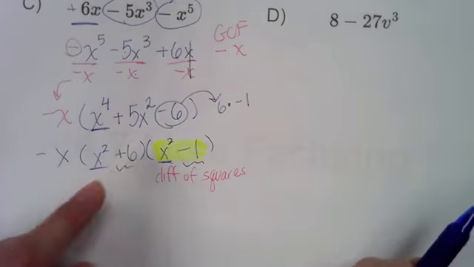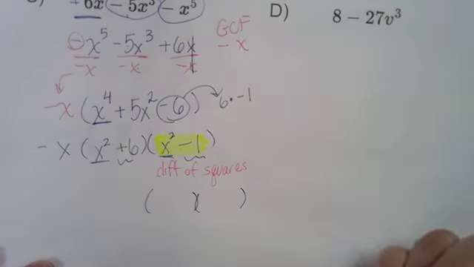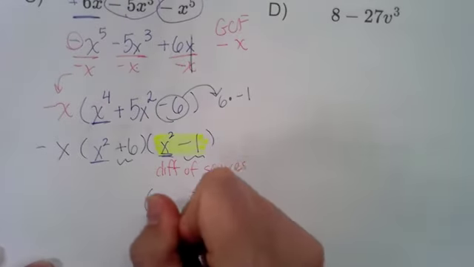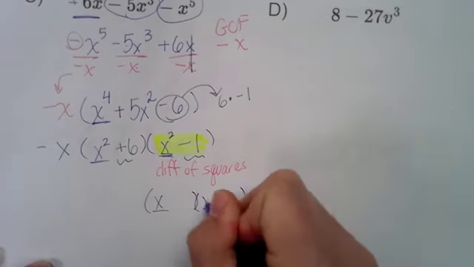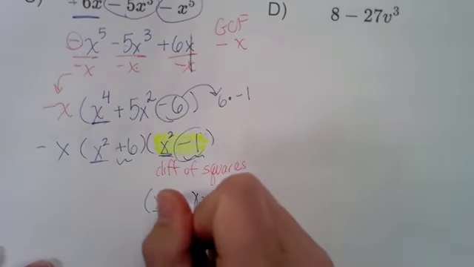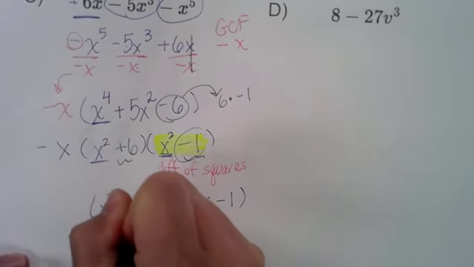It's a rectangle shape. So that means that that little factor goes one more step. What times what is x squared? X times x. And what times what is negative 1? Positive 1, negative 1. Beautiful. And everything else we just bring along.